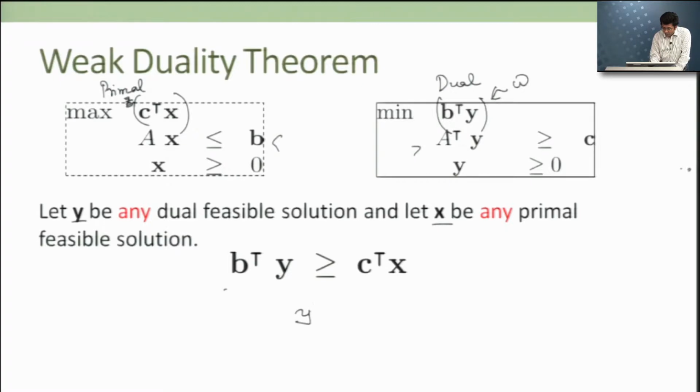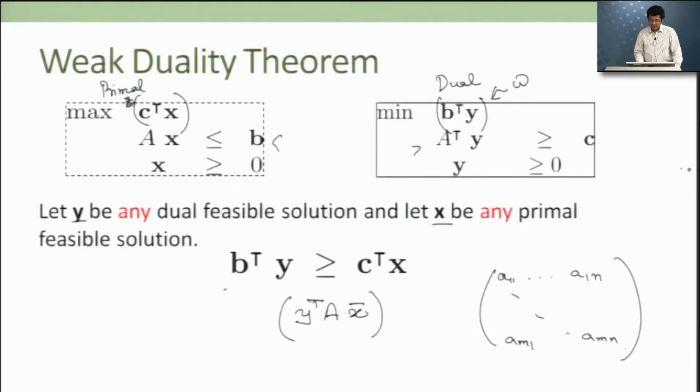I'm going to call it y transpose Ax. So what am I doing? I'm multiplying the matrix A, with entries A11 through A1n down to Am1 through Amn, on the left by this row vector y1 through ym, and on the right by a column vector x1 through xn. Why am I doing this? This is just a proof artifact. I'm doing this so that the proof becomes one line as opposed to 5 lines. But let's do this and then see why.